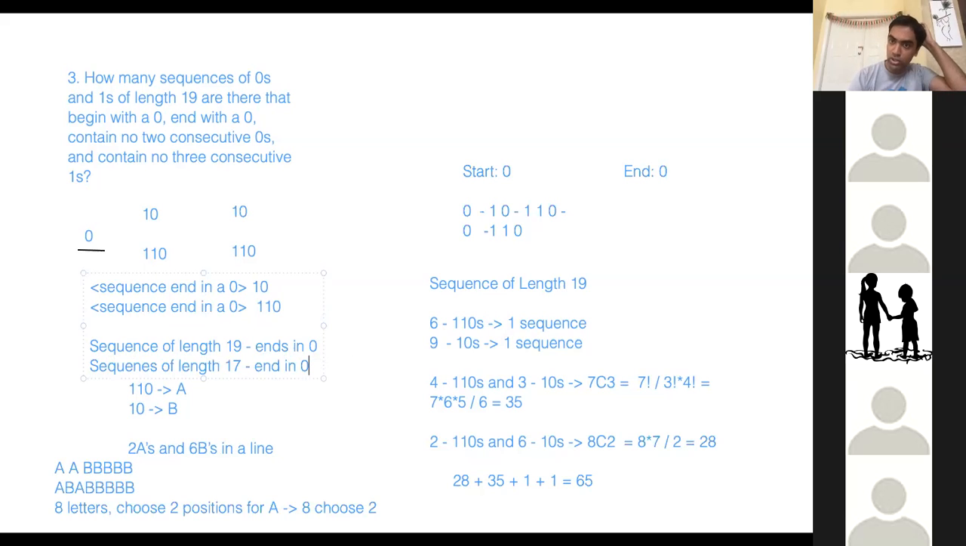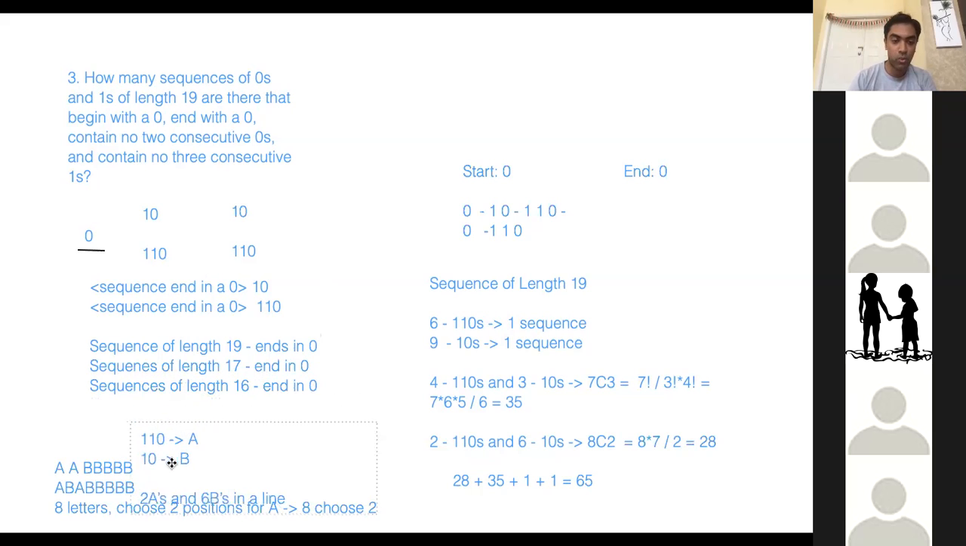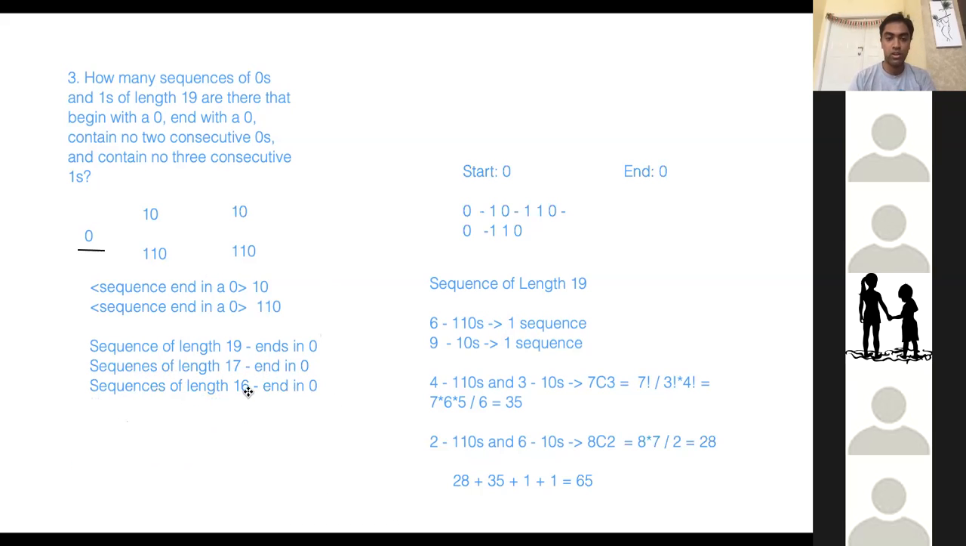And I could just add a 1, 0 to those, or the sequences of length 16 that end in 0, and then append a 1, 1, 0 to those. So basically, I can take my problem of trying to find sequences of length 19 that end in 0. This is actually equal to the number of sequences of length 17 that end in 0 plus the sequences of length 16 that end in 0. Is this clear?